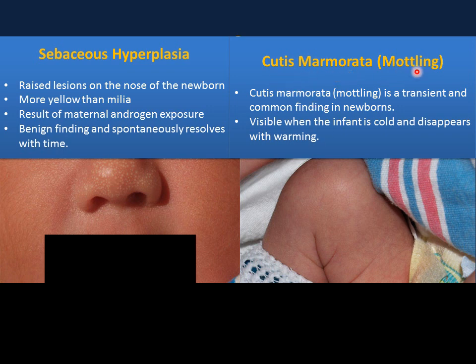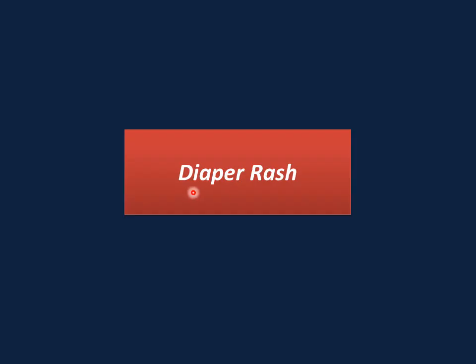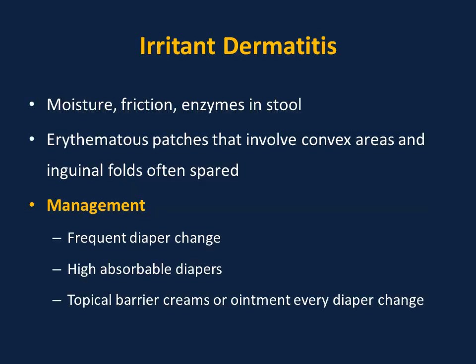Cutis marmorata or mottling of the skin. You will see the skin here of different color, commonly seen in infants when they are cold and disappears when you warm the infant. Another common disorder in the pediatric clinic that presents all the time to the pediatrician is diaper rash. One key word here, diaper rash. If there is no diaper, there will be no rash.